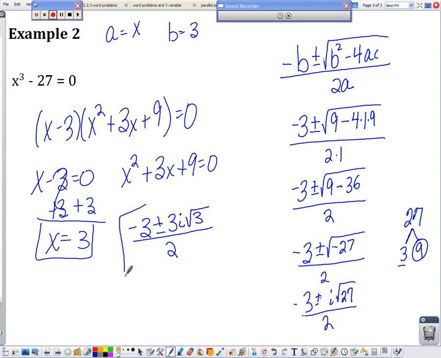Okay? And if you remember, my degree of this one is a 3. So I should have 3 answers. A couple of those may be imaginary. So here's the first one. X could be 3. The other one is negative 3 plus 3i square root of 3 all over 2. And the other one is negative 3 minus 3i square root of 3 over 2. Okay, so there's your 3 answers.